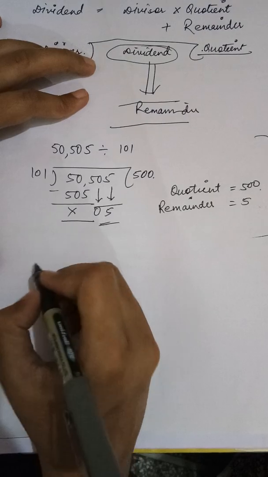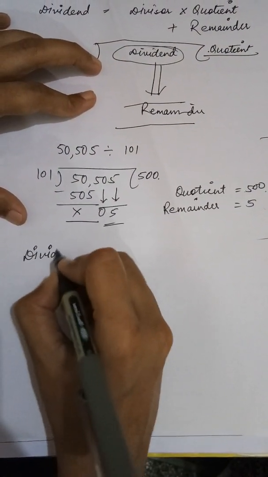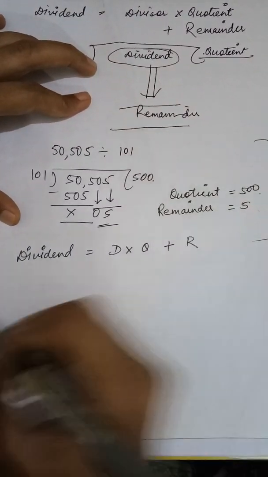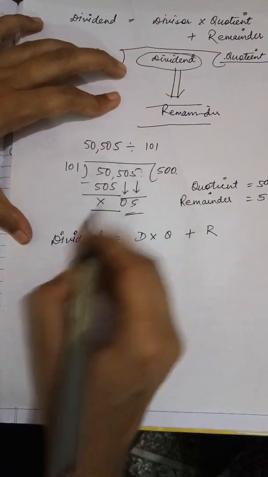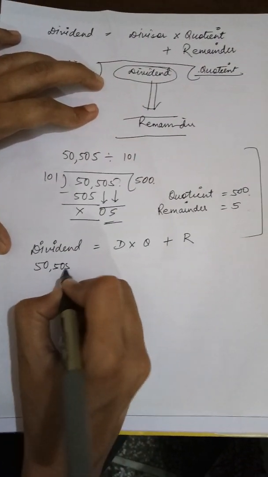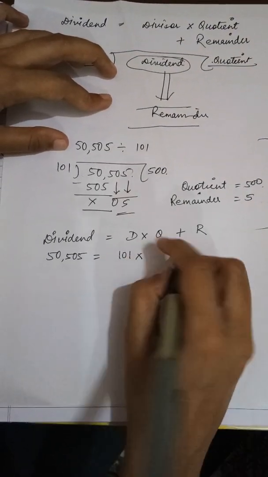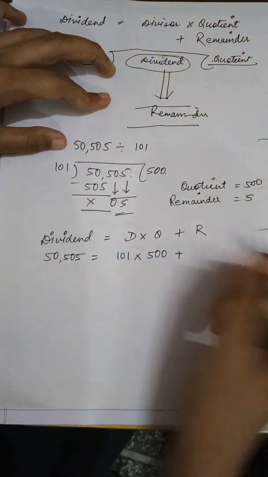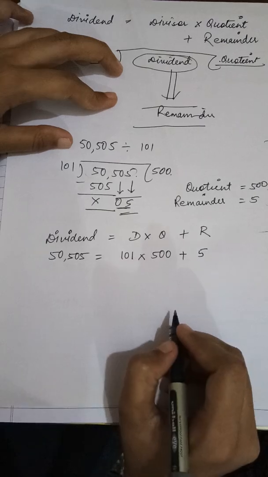Now what we have to do is use the division algorithm, in which dividend is equal to divisor into quotient plus remainder. Now what is the dividend here? 50505. This was the dividend, so I'm going to write here 50505. Just place the values. What is the divisor here? 101. What is the quotient here? 500. What is the remainder here? 05. Now 05 or 5 means the same thing, so I am writing here 5.